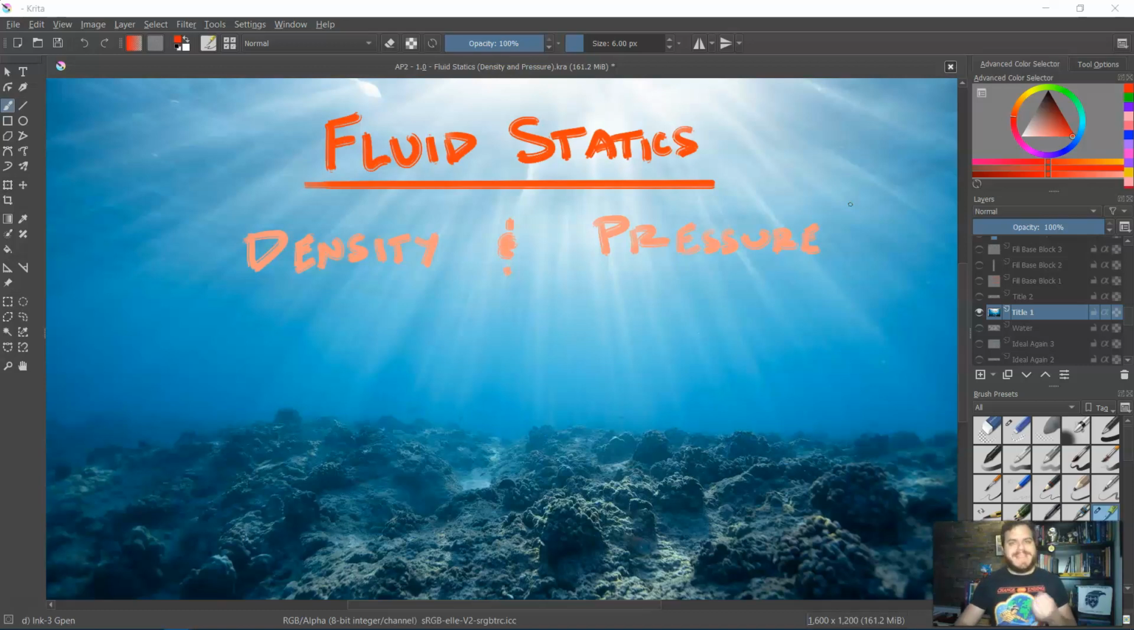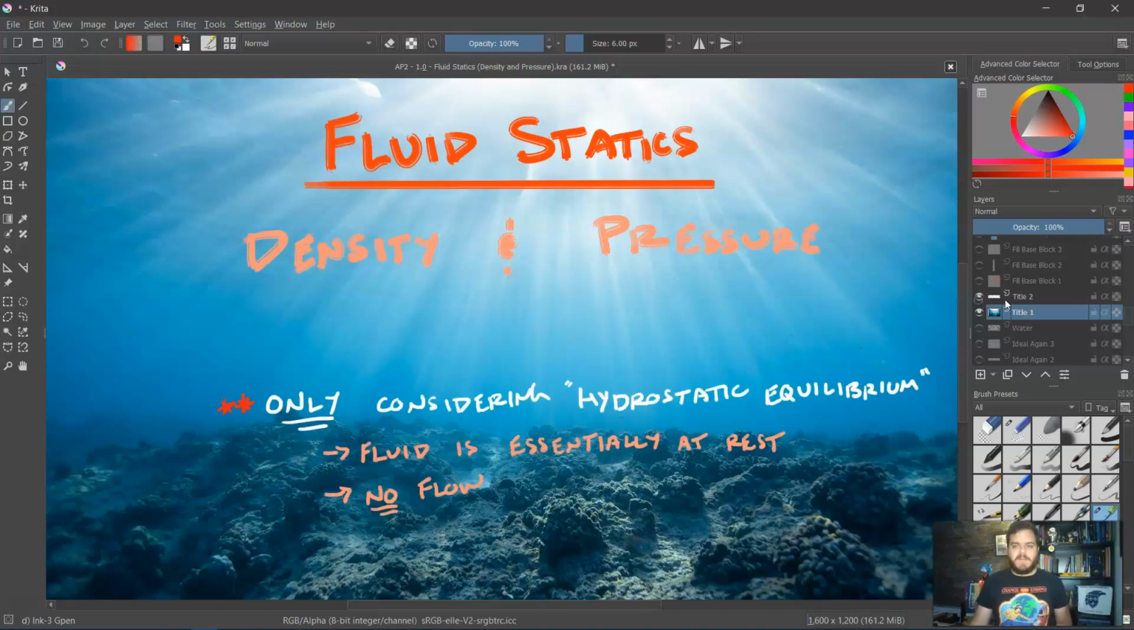And by fluid statics, remember, static means something that is not moving, meaning that we're initially going to be dealing with only something known as hydrostatic equilibrium. This fluid is essentially at rest. There might be a little bit of movement, but ultimately there's not a whole lot of flow happening.